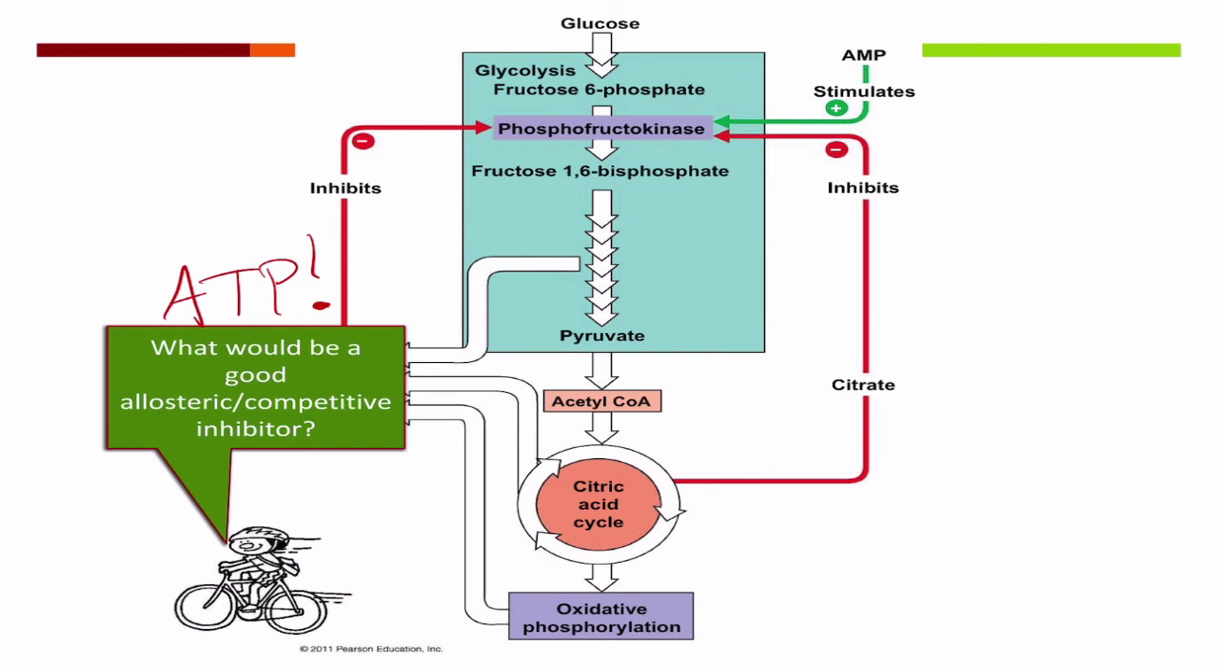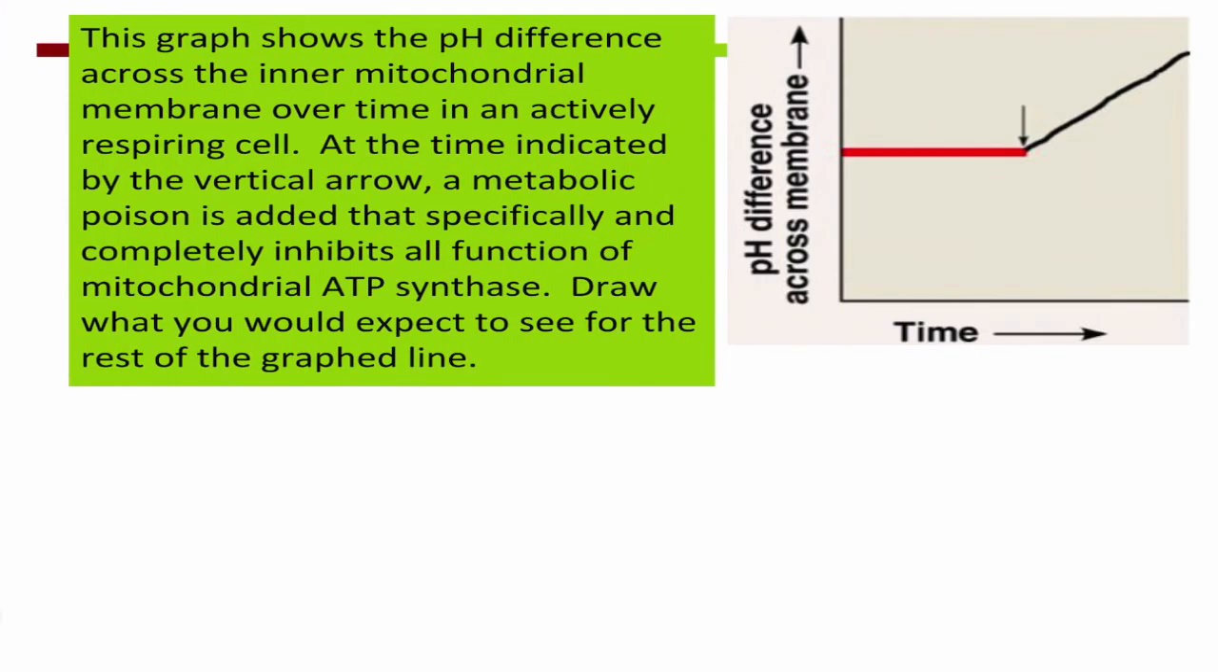So basically, this is an FRQ type idea. I already drew the line in here for you, but it says this graph shows the pH difference across the inner mitochondrial membrane over time in an actively respirating cell. At the end of the time indicated by the vertical arrow, which is right here, a metabolic poison is added that specifically and completely inhibits all function of the mitochondrial ATP synthase. Draw what you would expect to see over time.